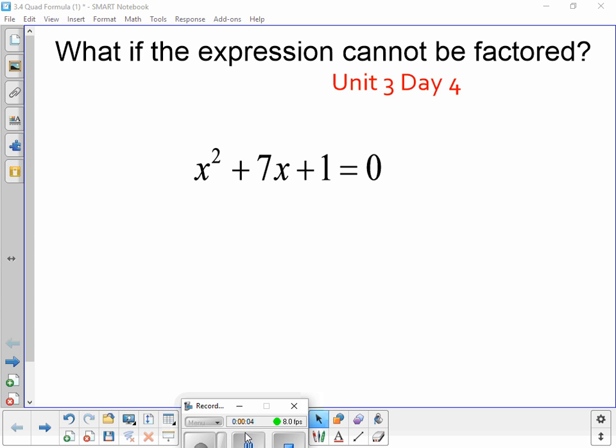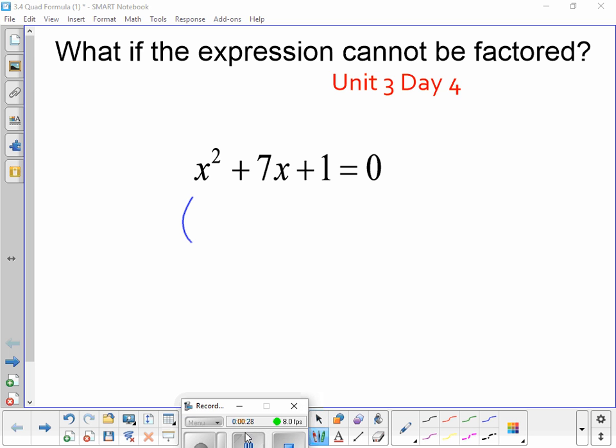Right, this is for Unit 3, Day 4. What if the expression cannot be factored? So we've worked a lot so far on reviewing all of the factoring methods that you have learned up to this point. Not all quadratics, or not all polynomials, are factorable. So here's an example of one that is not factorable.